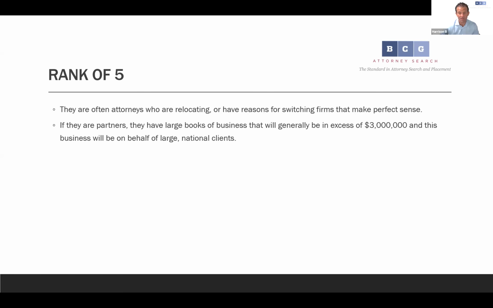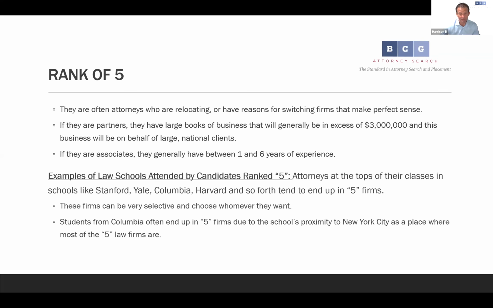If they're partners, they typically have very large books of business, and the business is most often on behalf of large national clients, and the business is typically stable. And if they're associates, they typically have 1 to 6 years of experience, and they typically will go to the best schools, but they don't necessarily need to go to the best schools if they do really well at a school. So I have plenty of candidates that went to schools that weren't even the top 100, and they're still 5 candidates because of how well they did, or because they ended up in 5 firms. The firm is the most important.